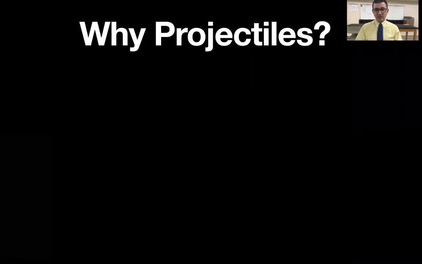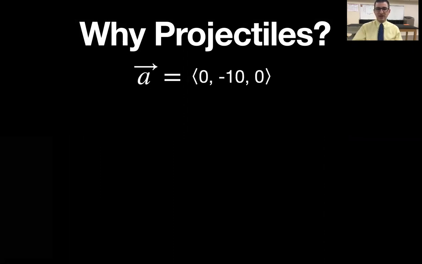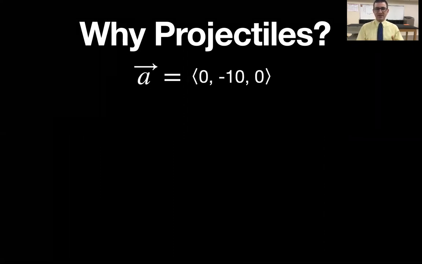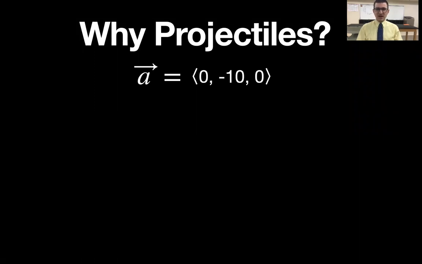Because they really do. I was looking through, and there are lots of AP problems on projectiles in the multiple choice and in the FRQ. So why is it that they love it so much? It comes down to this one fact: the acceleration of a projectile, just based on how we've defined a projectile, is 0 in the horizontal direction, meaning it moves with a constant velocity, and negative 10 meters per second squared in the vertical direction, the acceleration due to gravity.